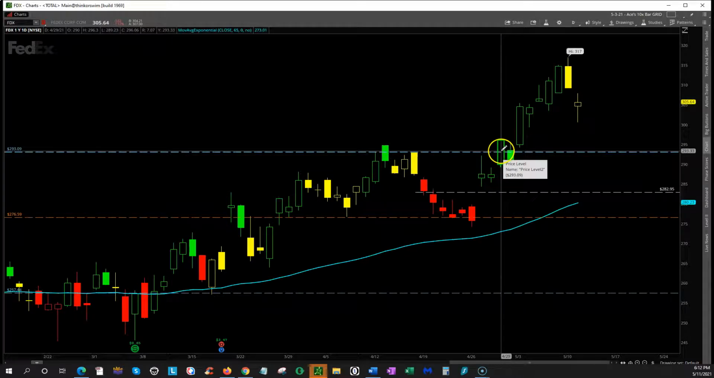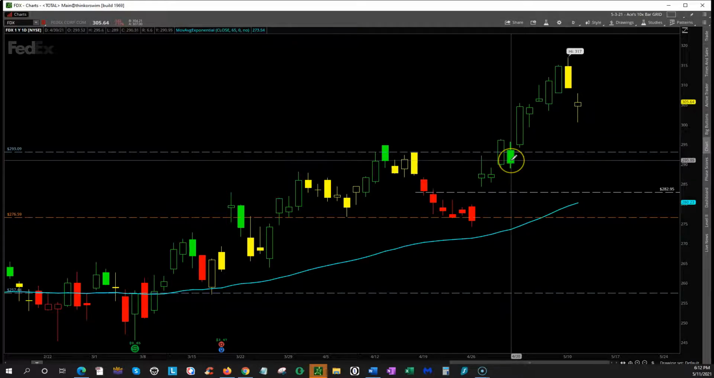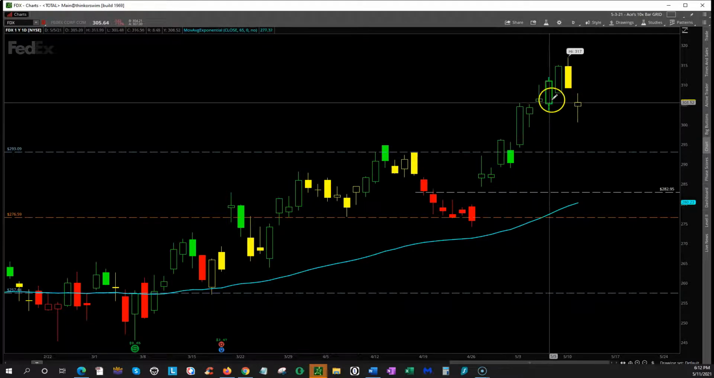Well, that looks really good. And we just broke above this major resistance level. We broke above it. I would probably get bullish here. Okay, we pulled back, no problem. But then look at this run.